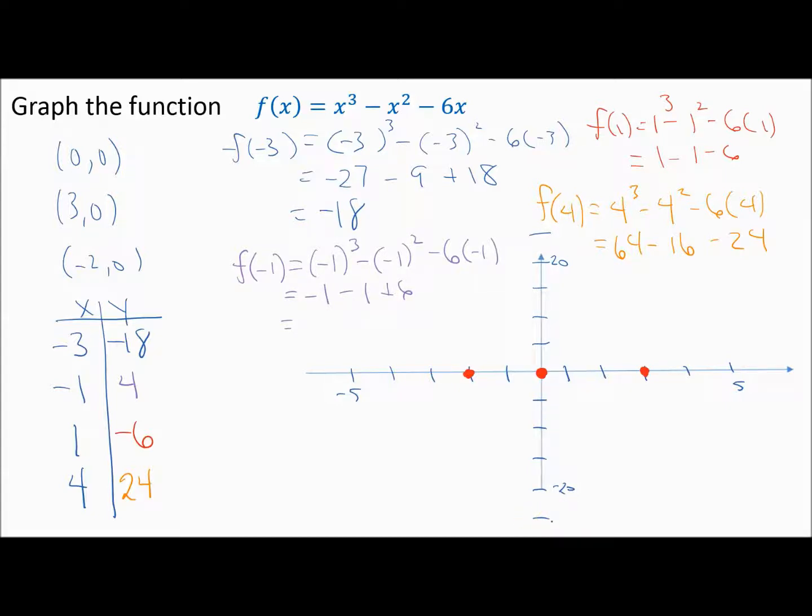Now, let's plot these points. So, negative 3, negative 18. So, almost down here at negative 20. Negative 1 is 4. Remember, that's 5. So, I'm going almost up to 5. 1, negative 6. So, that's negative 5. The negative 6 would be just a little lower. And then 4, 24. Up here right in the middle of my 16. Then you connect your dots from left to right.